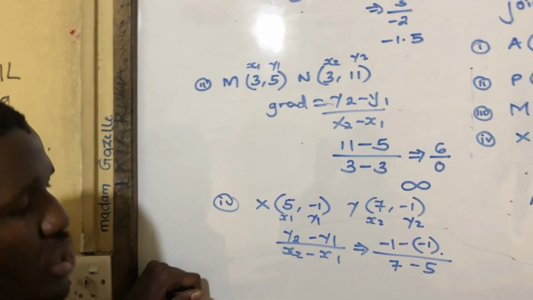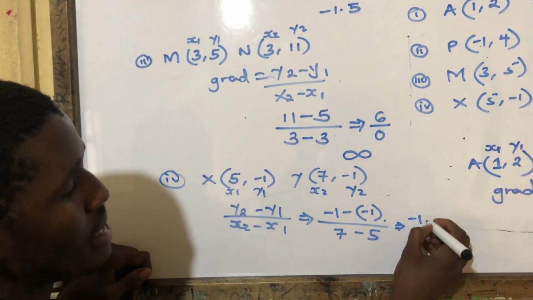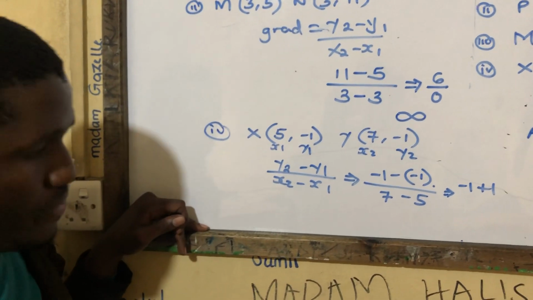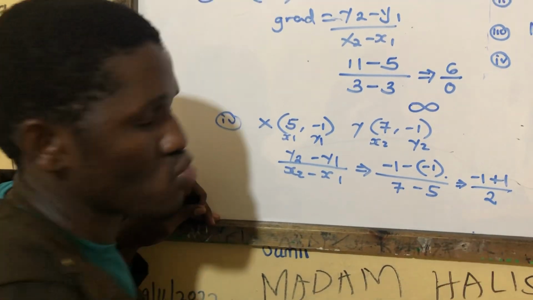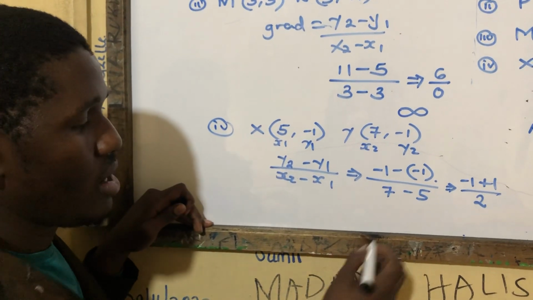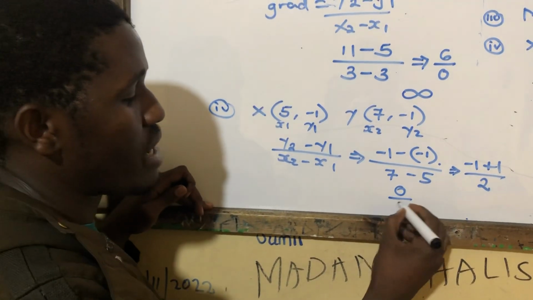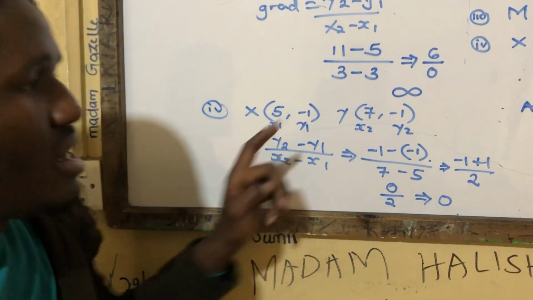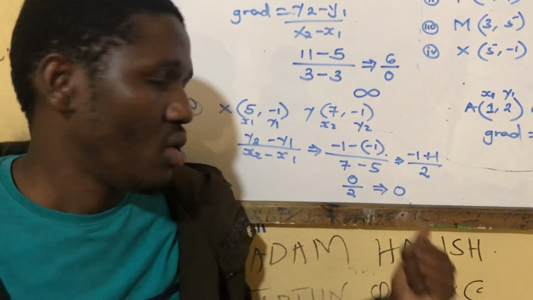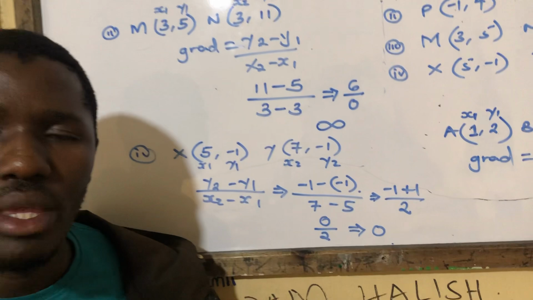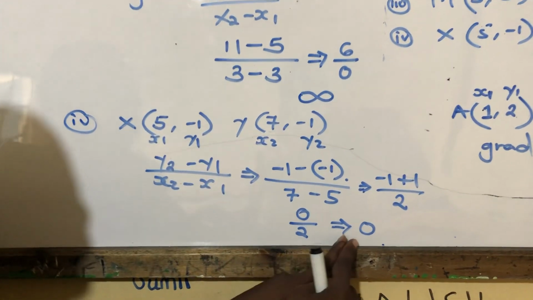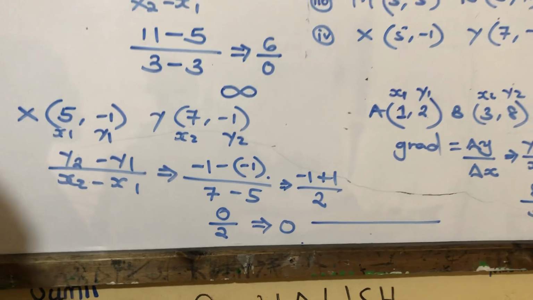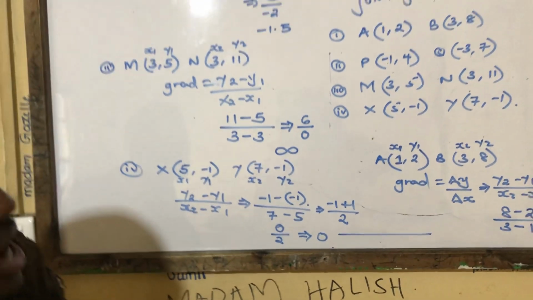What result do you get from the numerator? This will be -1 plus 1, because 2 negatives will always make up a positive. I'll put this one here all over 2. What's -1 plus 1? That should give us a 0, which I'll divide by 2. And 0 divided by 2 is 0. Gradient can be 0, infinite, negative, or positive. What does a 0 gradient imply? It implies that the line we are talking about is horizontal, or if you like, parallel to the x-axis. I hope that has been understood.